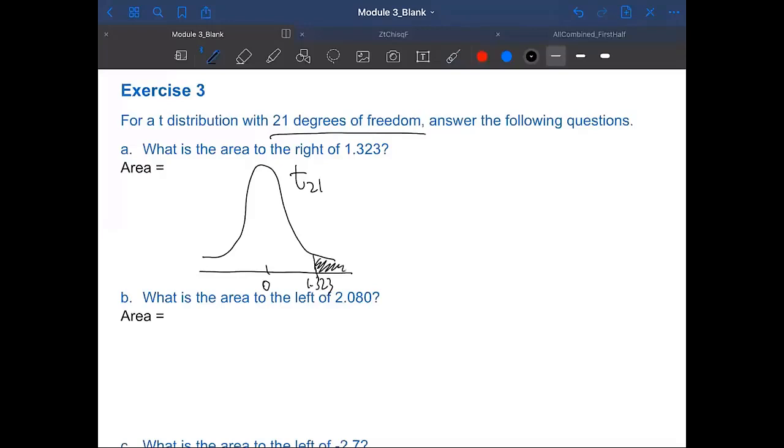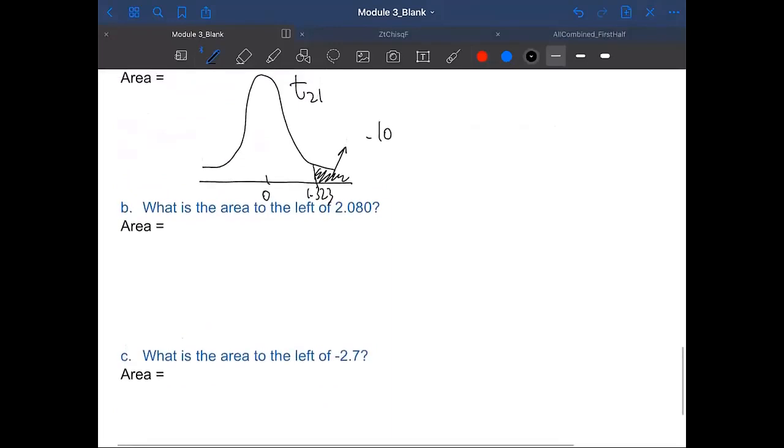So in this part. Were you able to solve this problem? This part is easy. What is the answer you guys have? 0.10, 10%, right? Great. Is this what you get? 10%? Okay, great, good. Okay, so the next one. What is the area to the left of that?